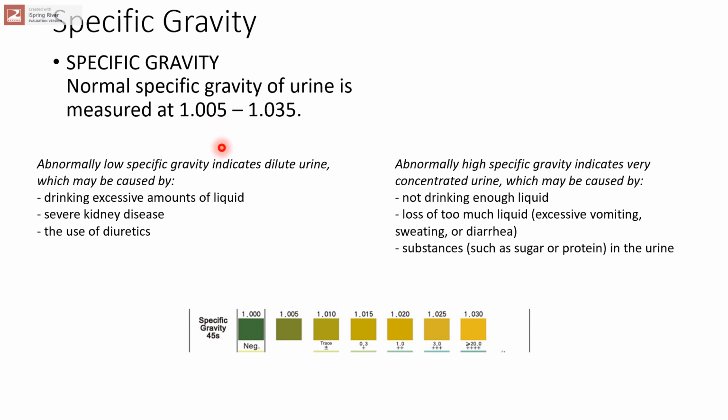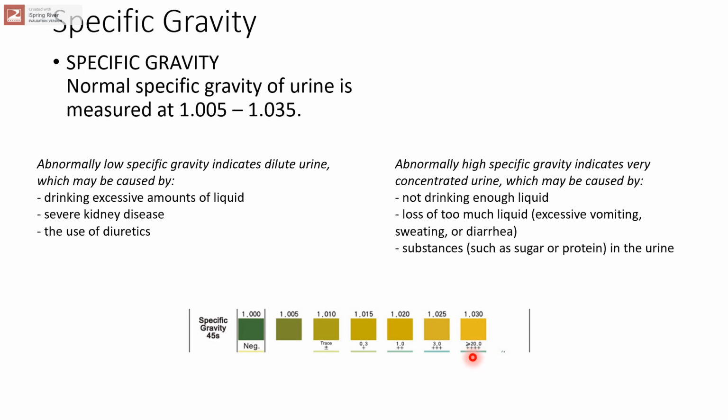Now, if the specific gravity is really, really low, that is probably due to excessive hydration or due to conditions like diabetes insipidus, wherein a person is really, really thirsty and they drink a lot of water. This means if the specific gravity is really, really low, the urine is really dilute, right? Now, if the specific gravity is close to 1.035, that means it's really high, and this happens when the urine is really concentrated.